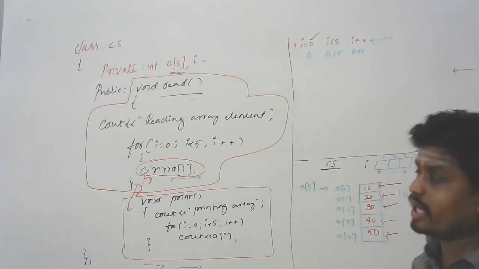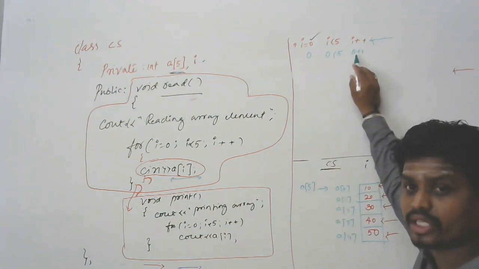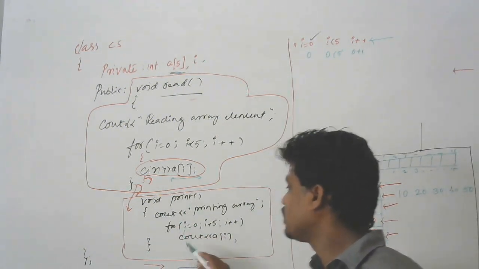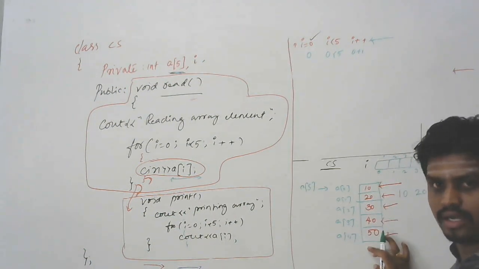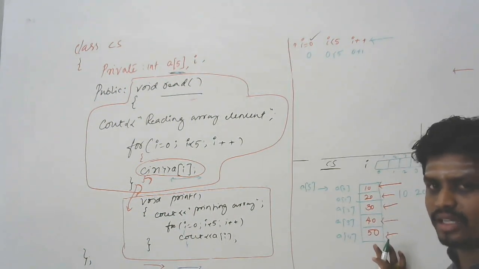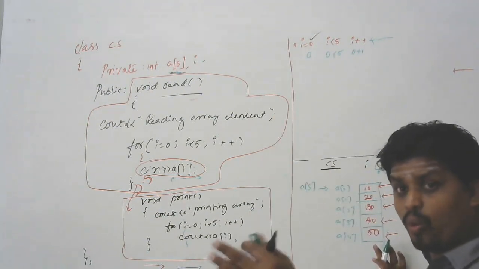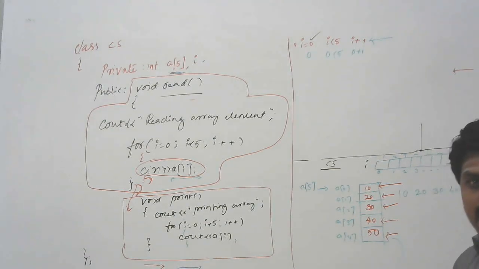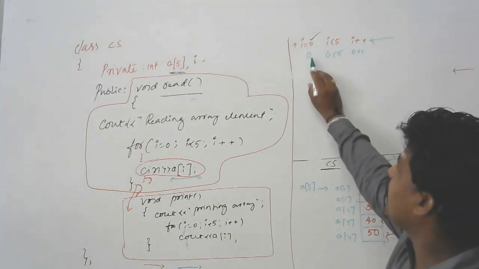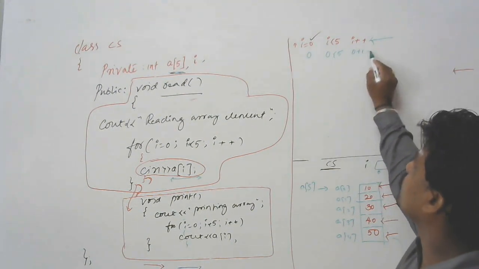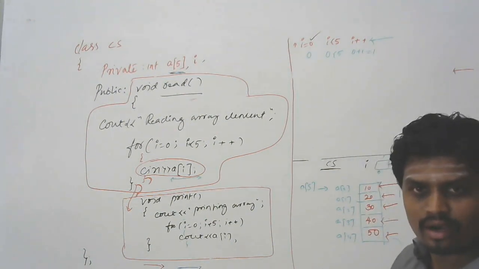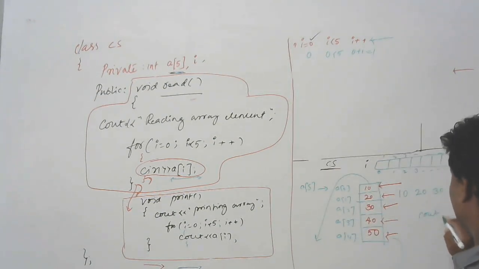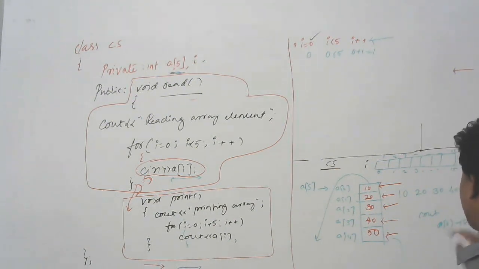Again I am telling you, the value of I will be changed only when it visits the particular memory block. Once it visits that block, then the I value will be changed. Once it visits each and every memory block, then only it will come out of the function as well as the loop. First I value is 0, 0 is lesser than 5, 0 plus 1 equals 1. So this is going to be executed in the printing block: first A of 0, 10.